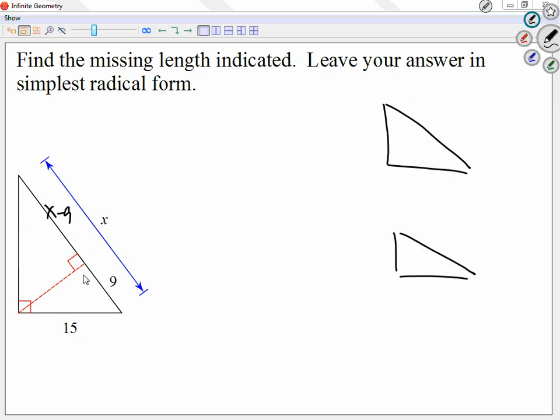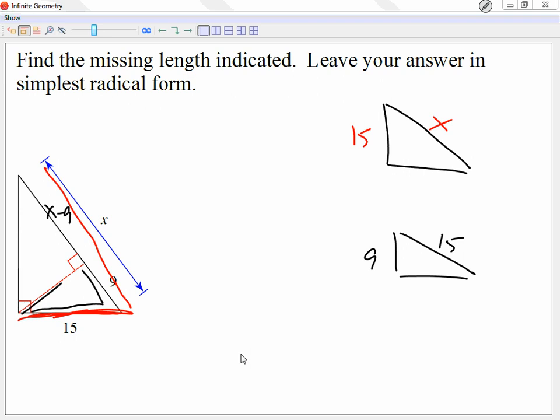I'm going to use the small triangle, this little triangle. The small side is 9. The hypotenuse is 15. So I'm going to use that. Another triangle I'm going to use is the big one. I can tell the small side is 15, and I know the hypotenuse, which is the entire side, is x. So the small side is 15 and the hypotenuse is x. Once again, all you need are the two triangles where you know two sides.